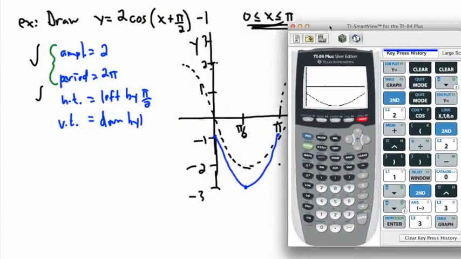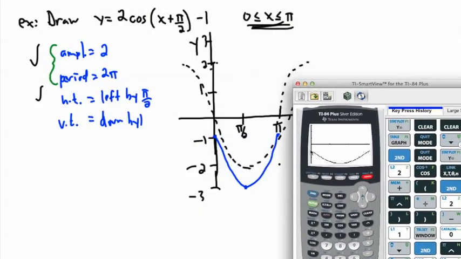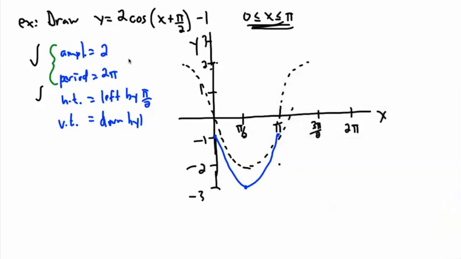Hey, look at that. It looks like this, doesn't it? This is something that starts off at negative 1, goes all the way down to negative 3, and goes back up to negative 1. So this is my graph. Obviously, if I stretch this out to the right, then it would look like this. It's at least nice to know that we can do this without a calculator, and I think it's pretty amazing.